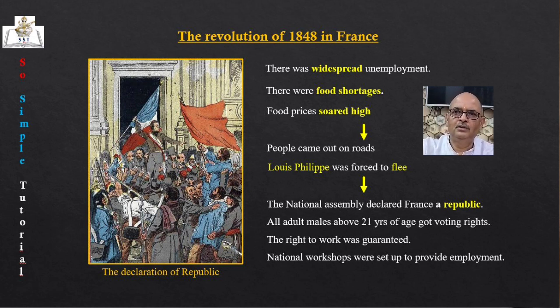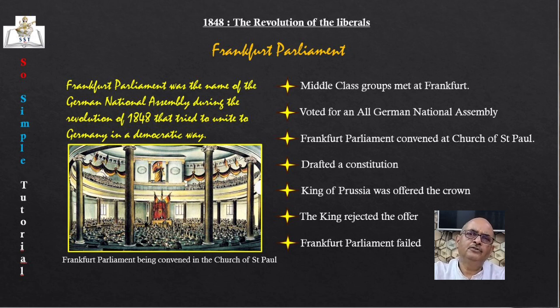Let us now see what is happening in German states. The events of 1848 in France triggered revolution in many other countries in Europe. The liberal middle class started to demand for constitution with national unification in Germany, Italy, Poland, etc., which had not become nation states yet. Let us focus on Germany.